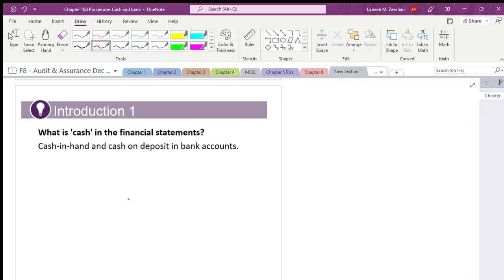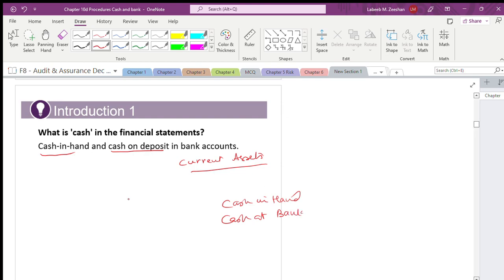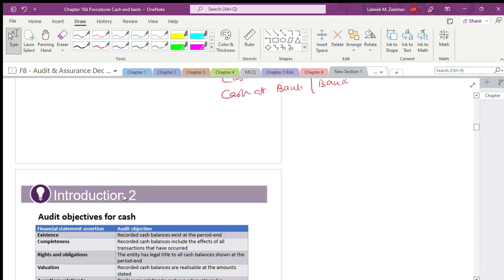Cash is nothing but what we know it to be. We are not doing it for the first time. When we say cash, it is cash in hand or cash on deposits. If you take into consideration the current assets, we say cash in hand, and we say cash at bank. Sometimes we say bank, sometimes we say cash and bank. Both are the same. The bank is the bank account. These are the basic things.